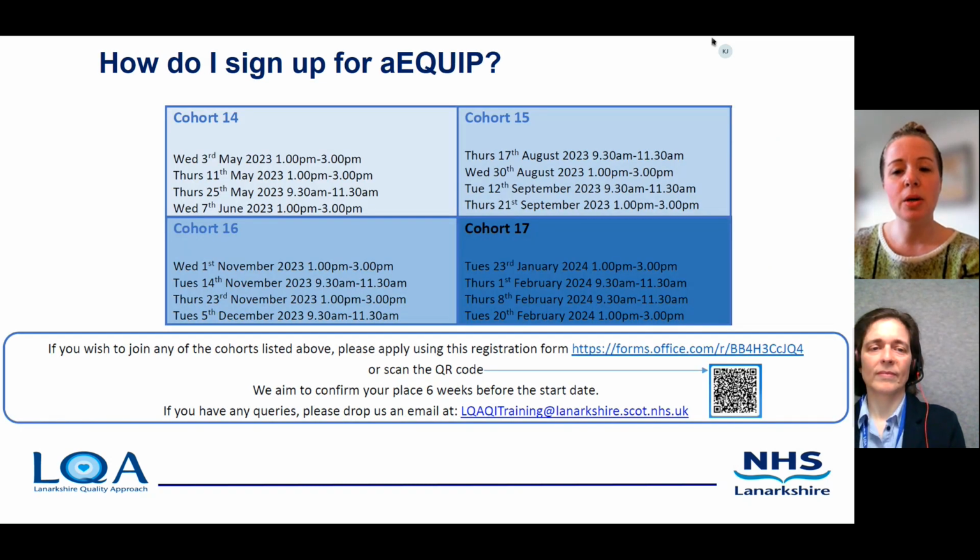Just to look at the four cohorts that we have running this year: cohorts 14, 15, 16 and 17 are scheduled for the rest of 2023. Cohort 14 is now full, but you can register for the additional three cohorts, and the dates are on the screen. If you want to join any of the cohorts, you can use the link or the QR code to apply via a registration form. If you've got any queries, you can email us at lqa.qitraining@lanarkshire.scot.nhs.uk.